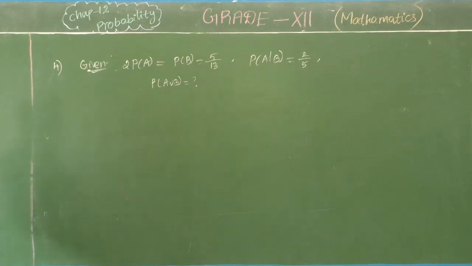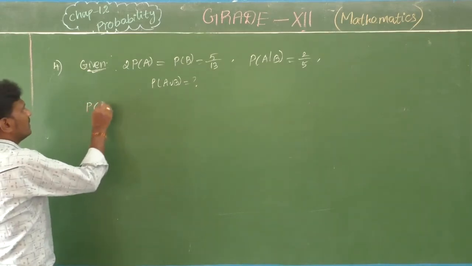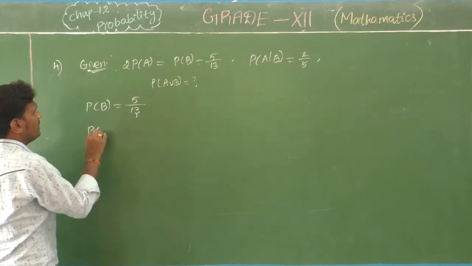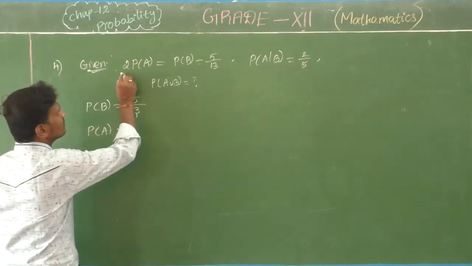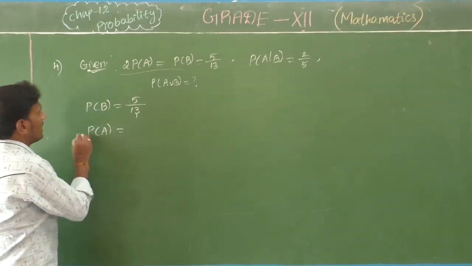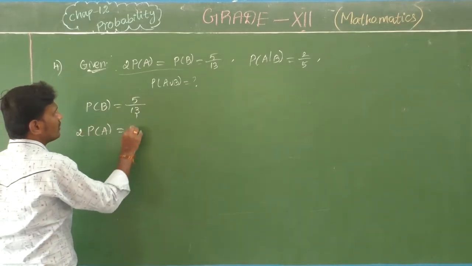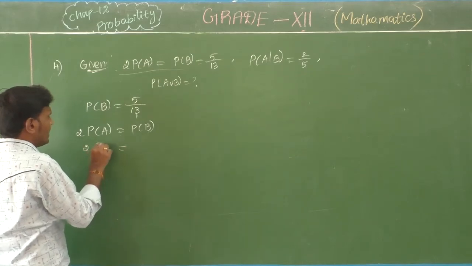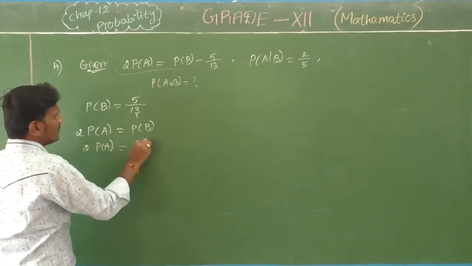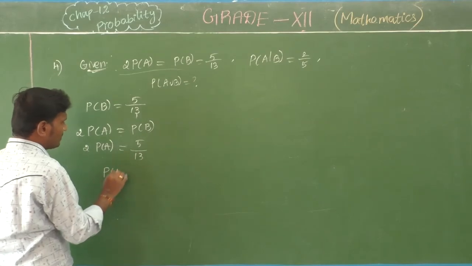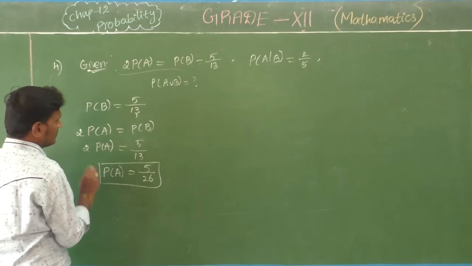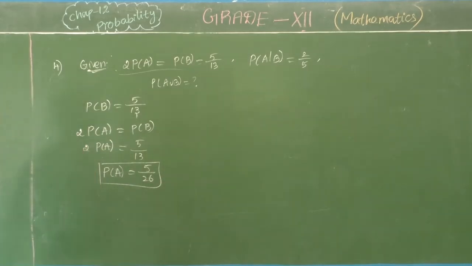Okay. So first take P of B, which is equal to 5 by 13. Then P of A is, what is given? 2P of A, which is equal to P of B. So 2P of A, which is equal to 5 by 13. Now what will come? P of A is 5 by 26. Multiply the denominator, so 5 by 26.